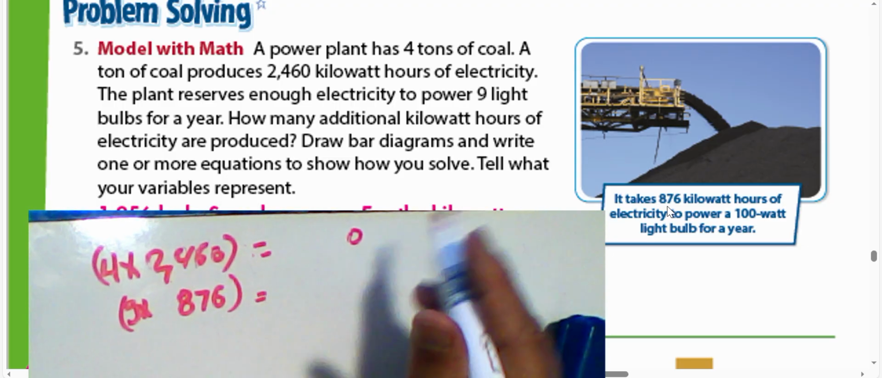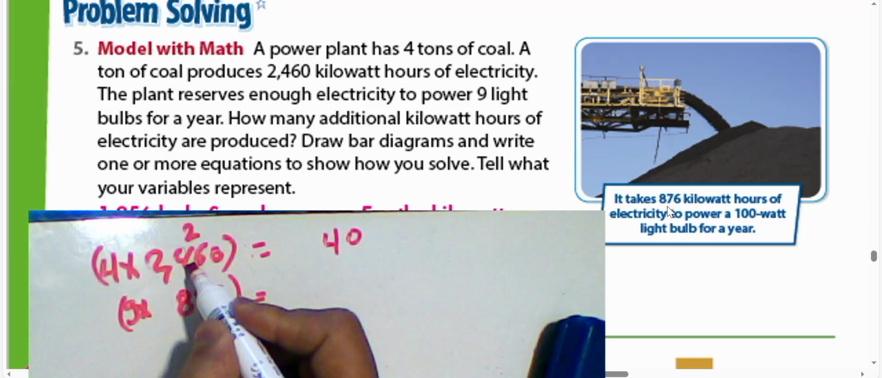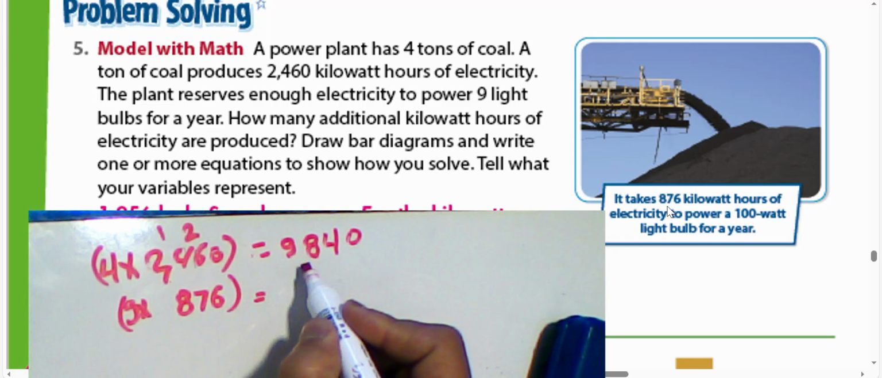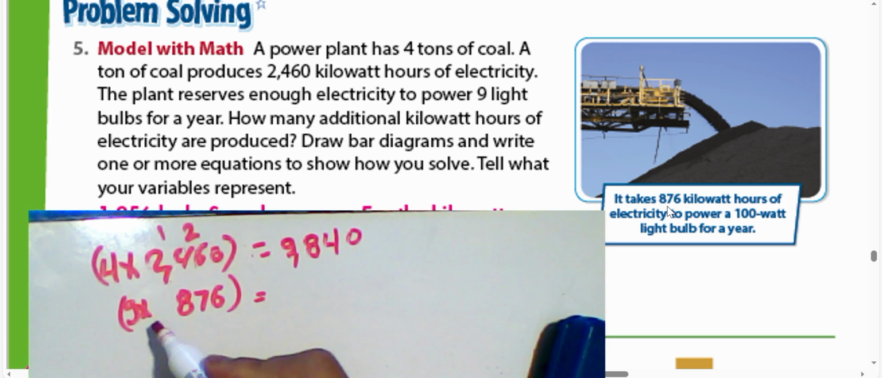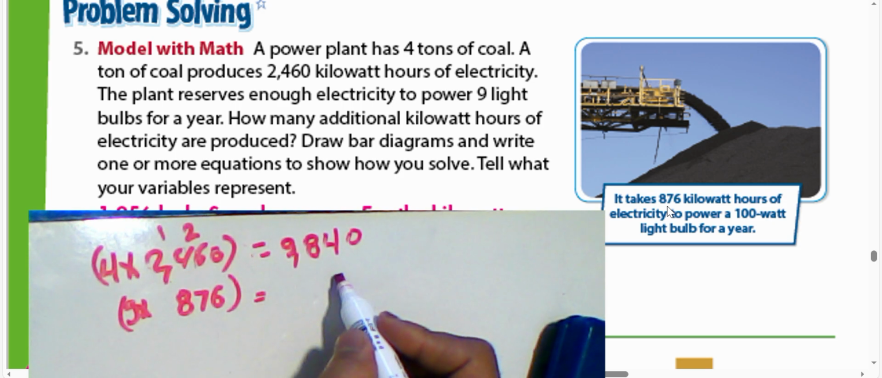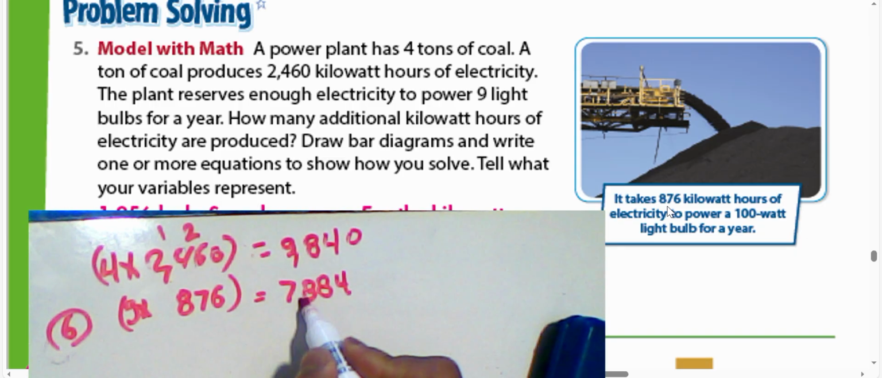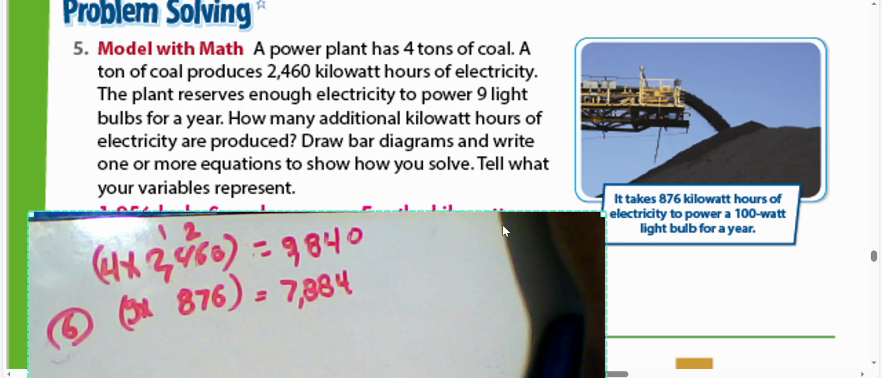4 times 6 is 24, write 4 and carry 2. 4 times 4 is 16 plus 2 equals 18, write 8 and carry 1. 2 times 4 is 8 plus 1 is 9, so 9,840. And 9 times 6 equals 54, write 4 and carry 5. 7 times 9 equals 63, 63 plus 5 equals 68, write 8 and carry 6. 8 times 9 is 72, 72 plus 6 equals 78. And then find the difference between the two numbers.